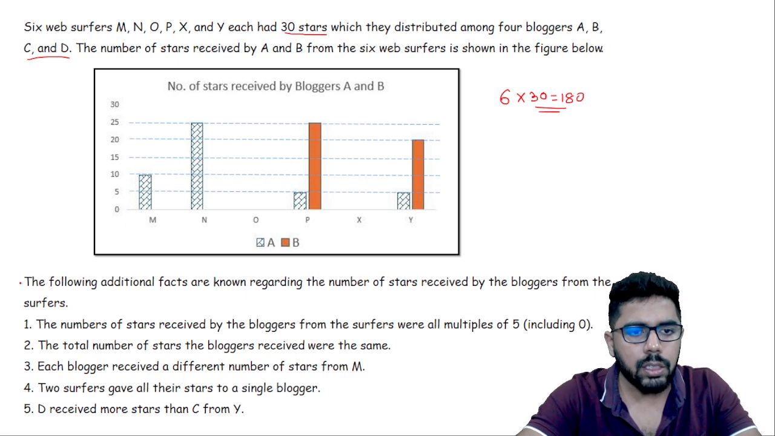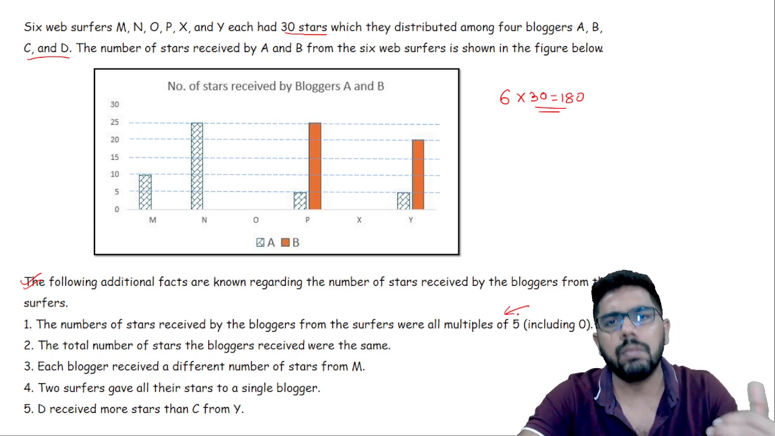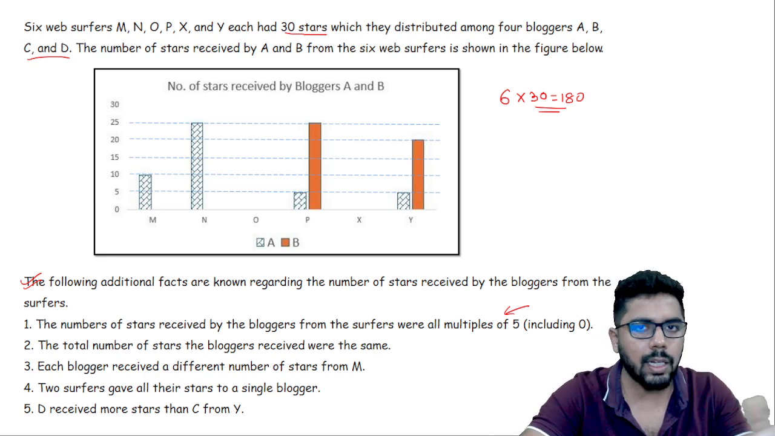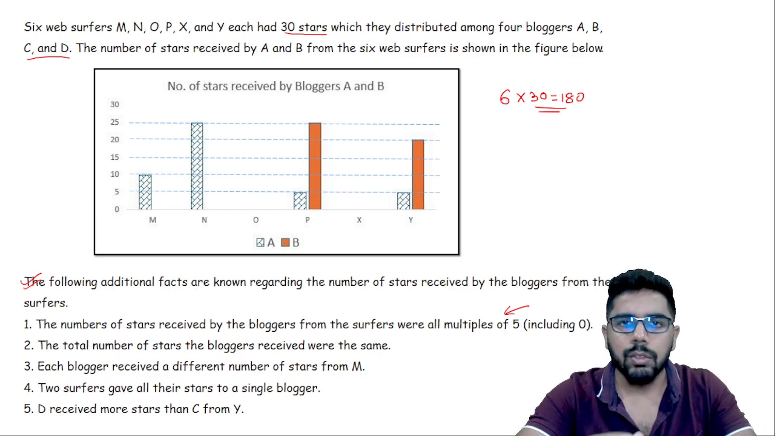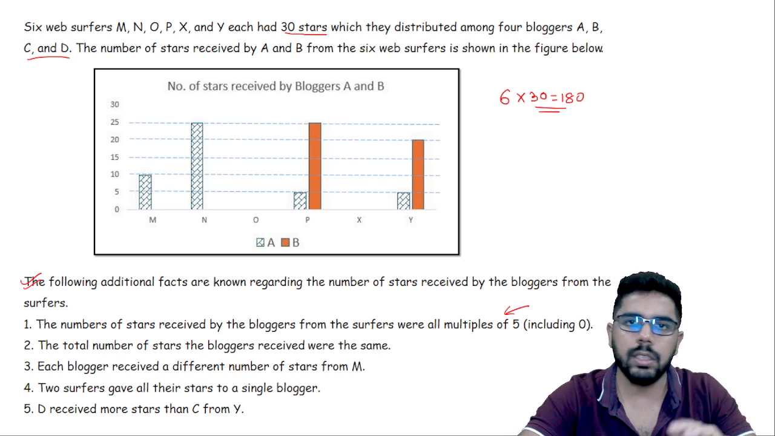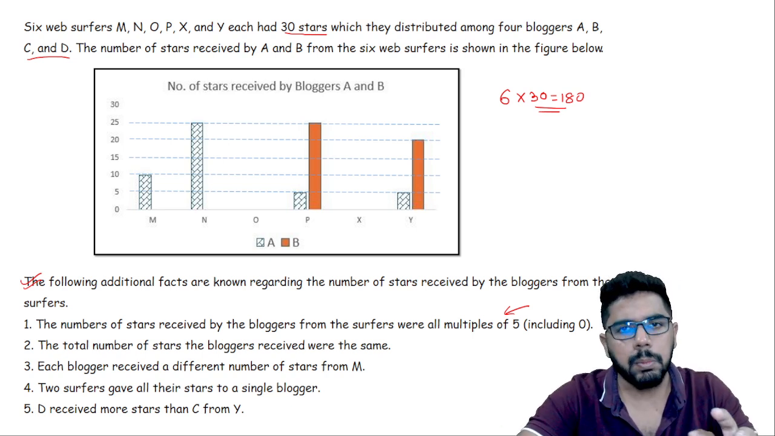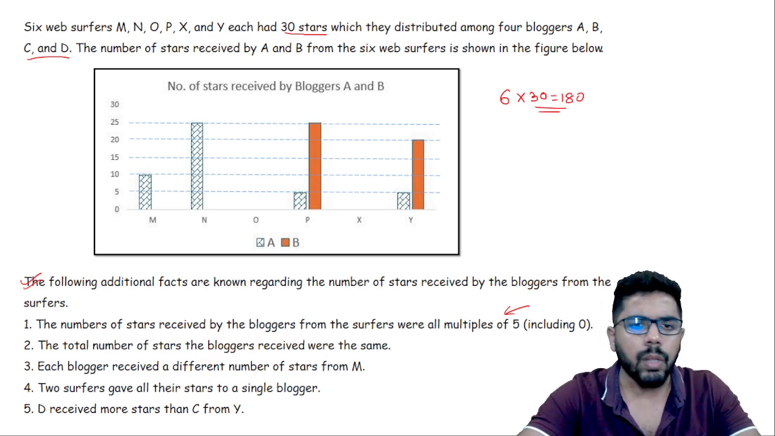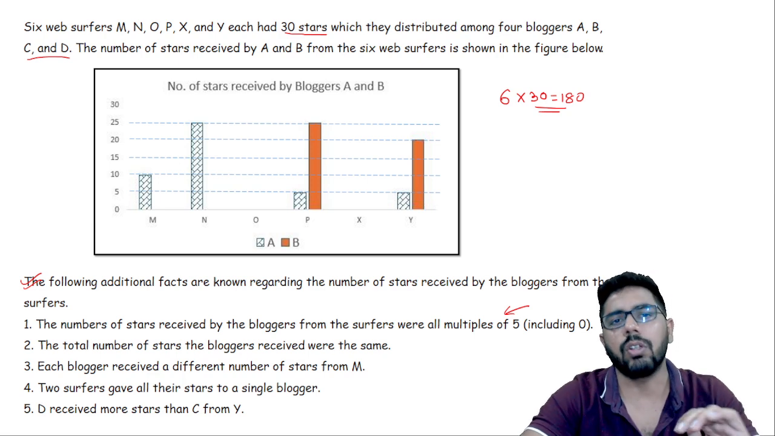So let's take a look at the additional facts here. The additional facts are like this, that the number of stars received by the bloggers from the surfers are all multiples of 5. Now this makes the understanding of data a little easier. If everything is a multiple of 5, we don't have to approximate and then scale down looking at the reference of the y-axis. So that problem is solved a little bit. It is a multiple of 5, so guessing the values is going to be easier. For your convenience, I have put these dotted horizontal lines so that you can refer to the values a little easily, but in the actual exam the horizontal lines were not present.